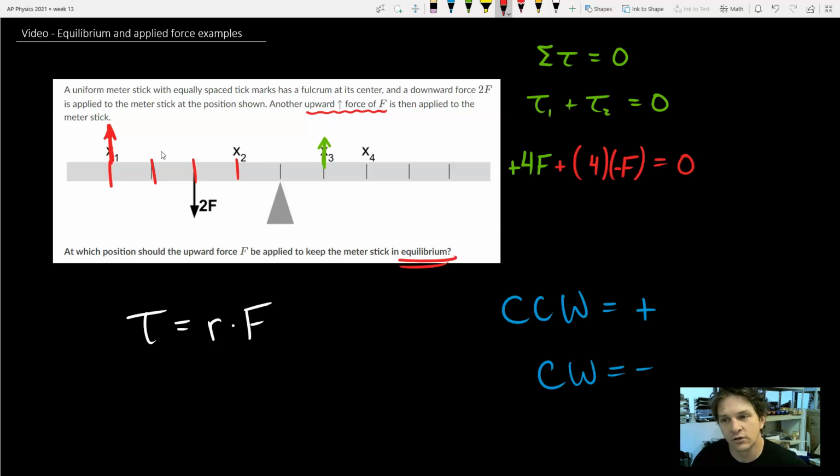And all of this still equals 0. I got 4F minus 4F equals 0. So I would need to put this force of F at the position x1. Okay, so this is the real mathy way of doing it.